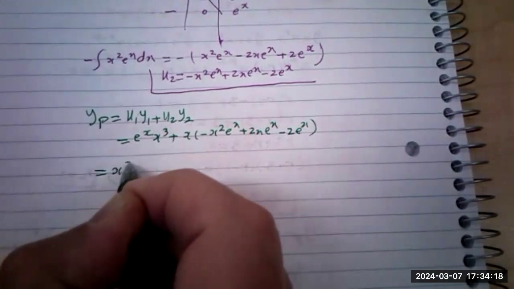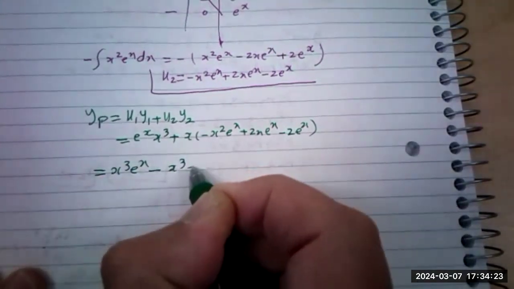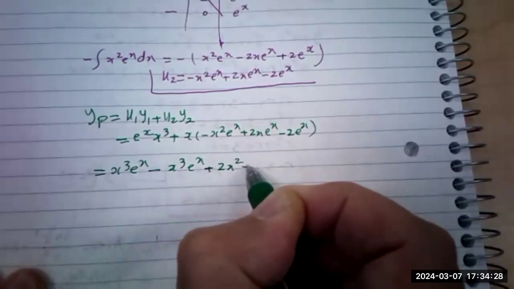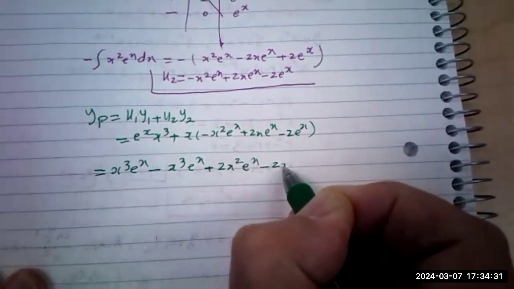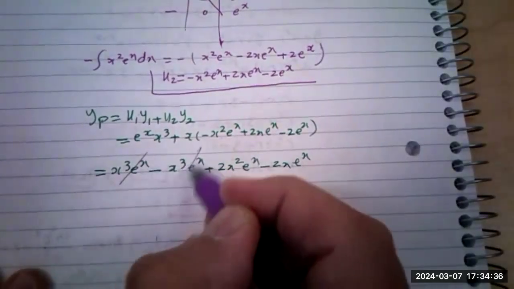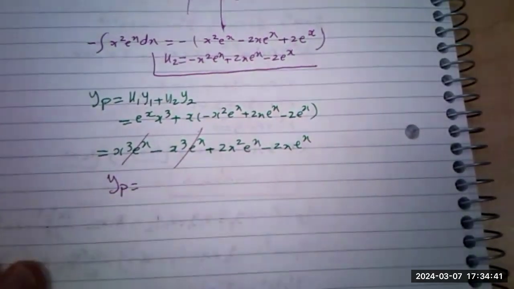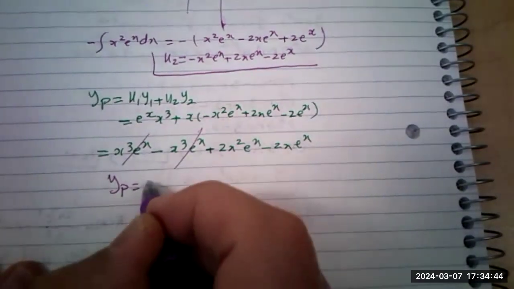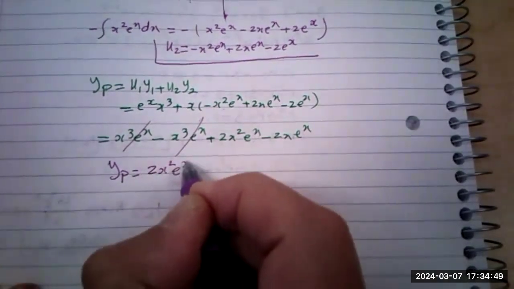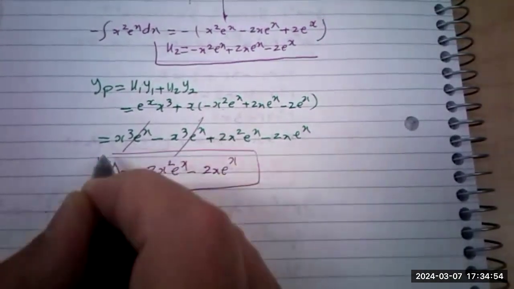So this is going to be x cubed e to the x, and this is going to be minus x cubed e to the x, and this is a plus 2x squared e to the x, and minus 2x e to the x. So these two would cancel out. So eventually your yp will be 2x squared e to the x minus 2x e to the x. This is going to be your yp.